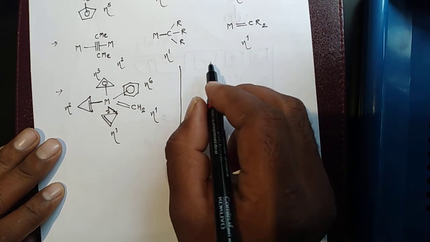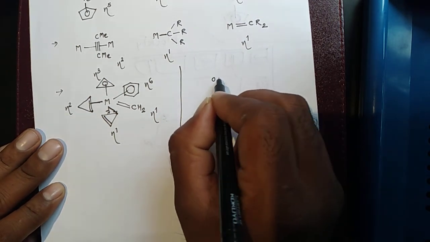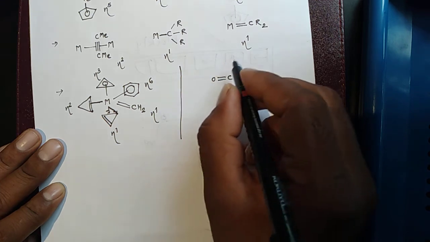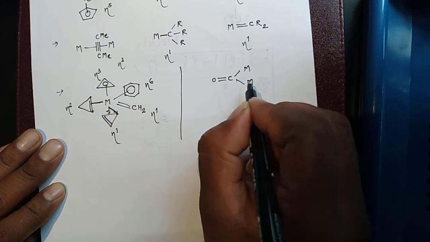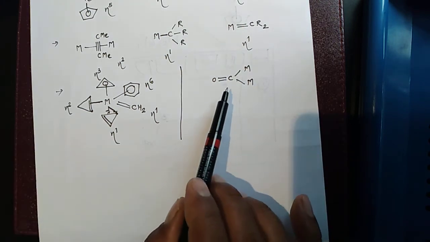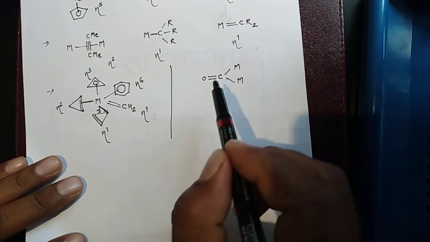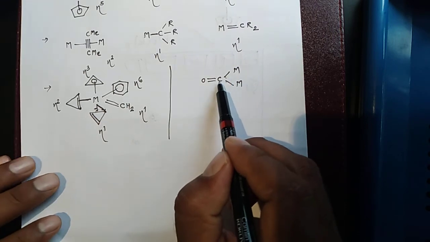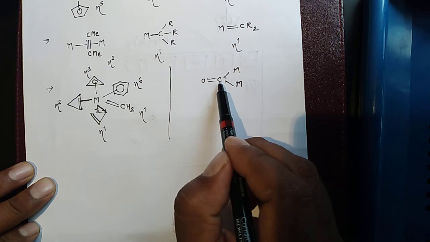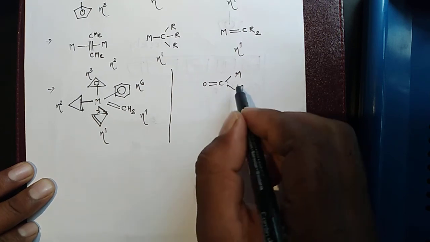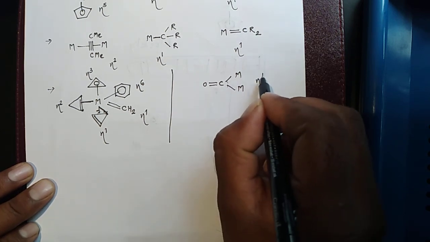Now this is an easy example, oxygen double bonded to carbon having 2 metal atoms. This is easy, but we have to think more. So this metal is directly attached to only one carbon, and this metal is directly attached to only one carbon, so the hapticity is only 1.